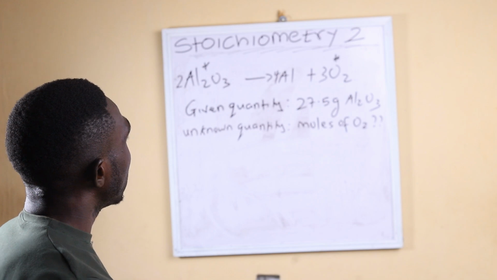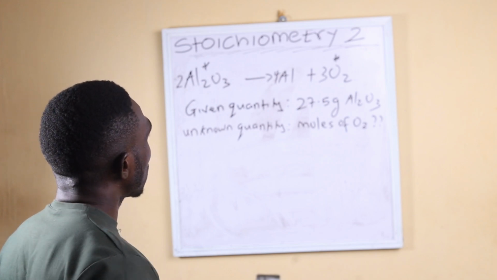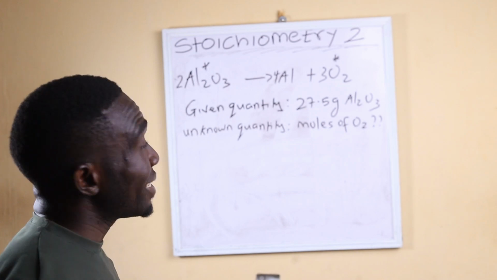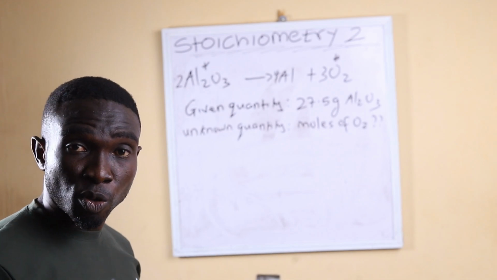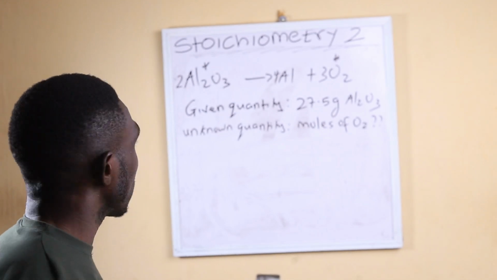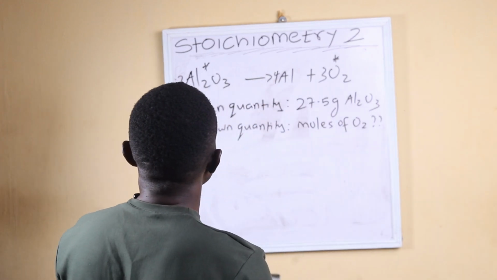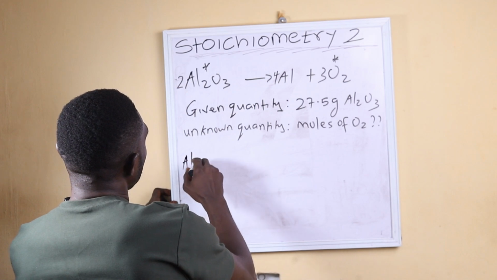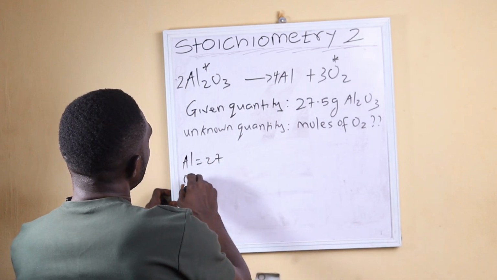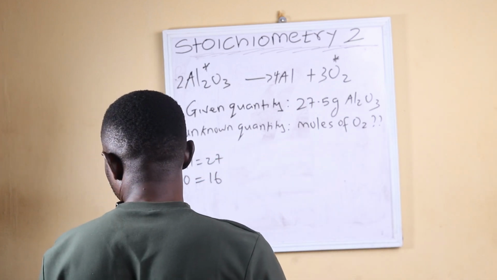So what do we do? How do we solve this problem here? We can solve this problem using the mass interpretation, after which you can now convert to number of moles. Let's try it out. From the balanced equation, we have that aluminum is equal to 27, oxygen is equal to 16, and that's all we need to know there.